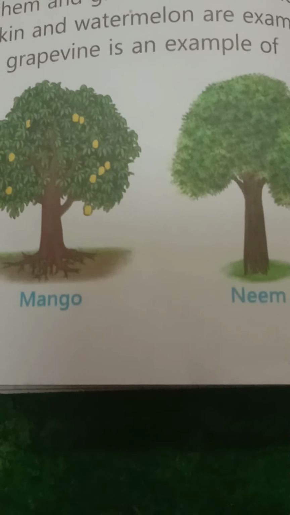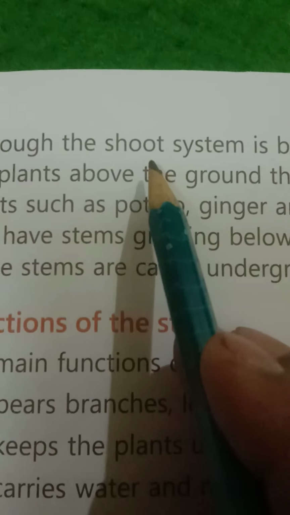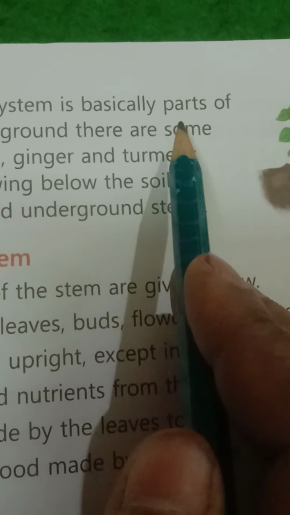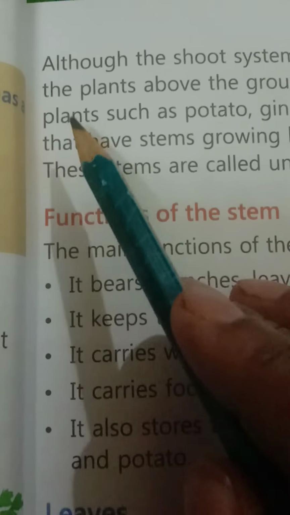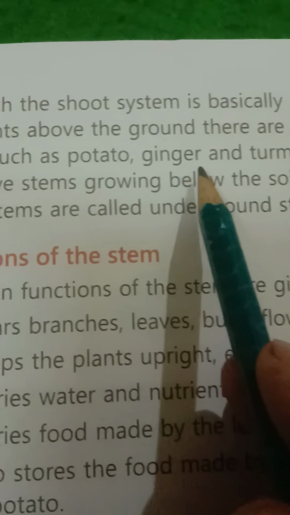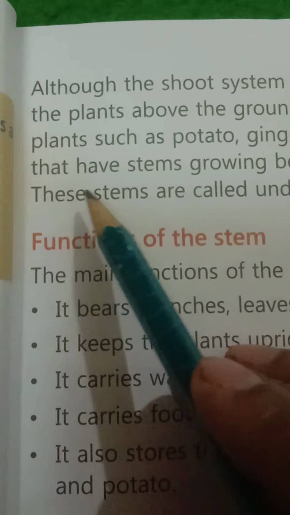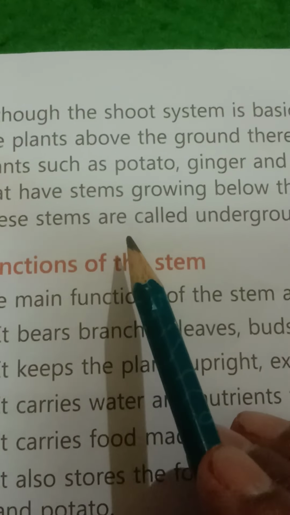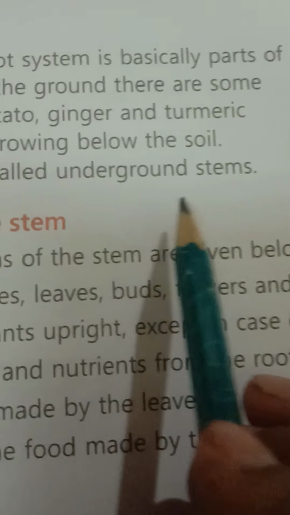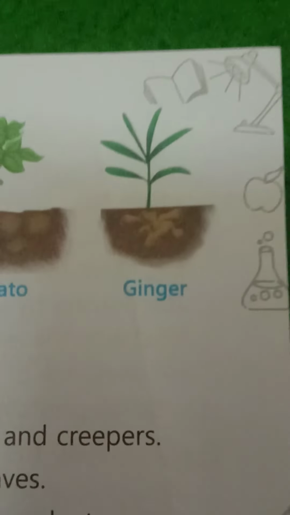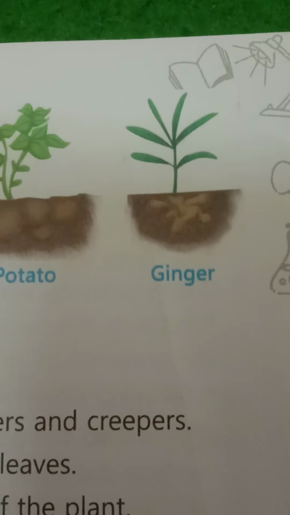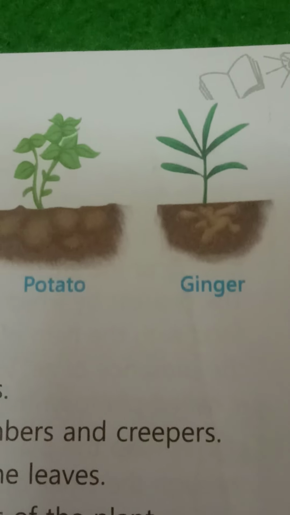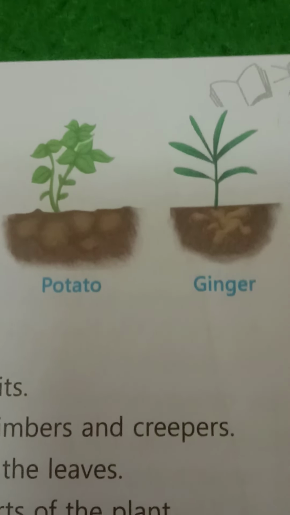Now, although the shoot system is basically the parts of the plants above the ground, there are some plants such as potato, ginger and turmeric that have stems growing below the soil. These stems are called underground stems. So student, stems present completely inside the soil are called underground stems. Examples are potato, ginger.